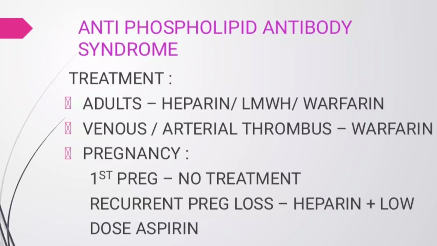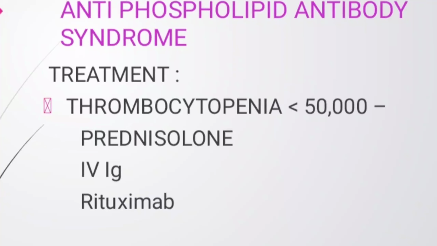In case of pregnancy, for a first pregnancy there is no need for any treatment. For recurrent pregnancy loss, prophylactic heparin along with low dose aspirin has to be given. And if the patient presents with thrombocytopenia, that is platelets less than 50,000, then prednisolone, IV immunoglobulins, and rituximab have to be tried in these patients.